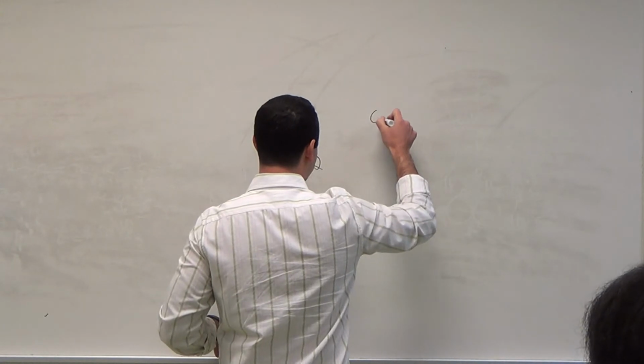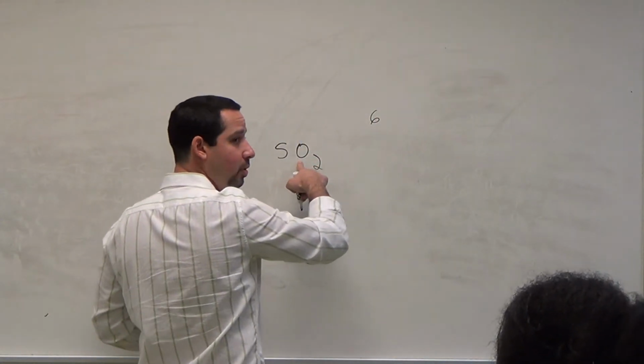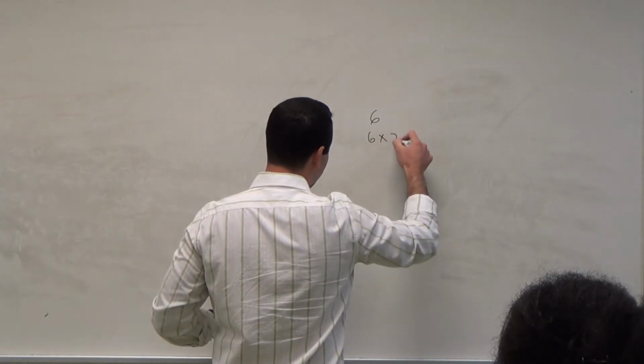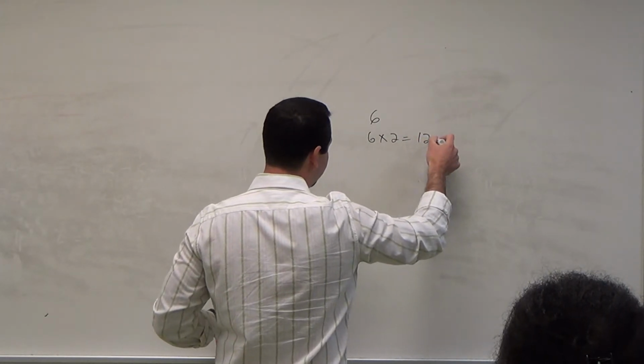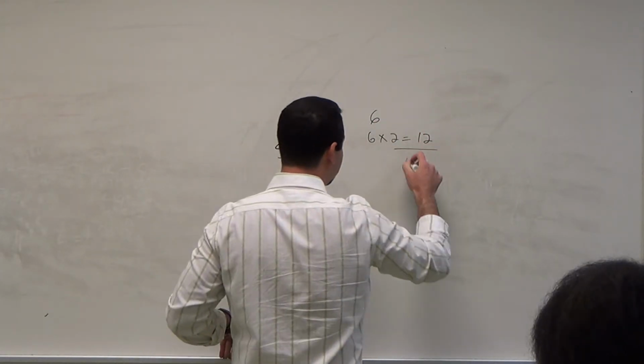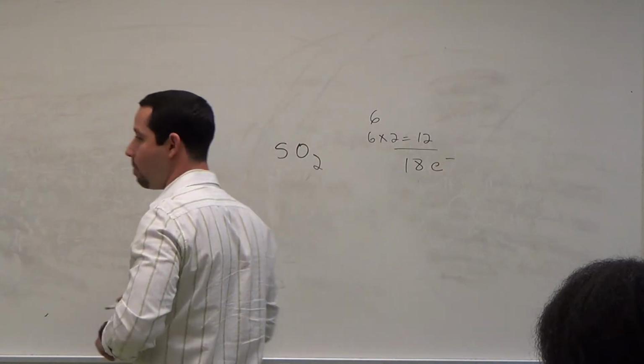It's in group 6, so 6 valence electrons. Oxygen is in group 6. 6 valence electrons times 2 is 12, plus the 6 from before, this is 18 electrons I must place here.